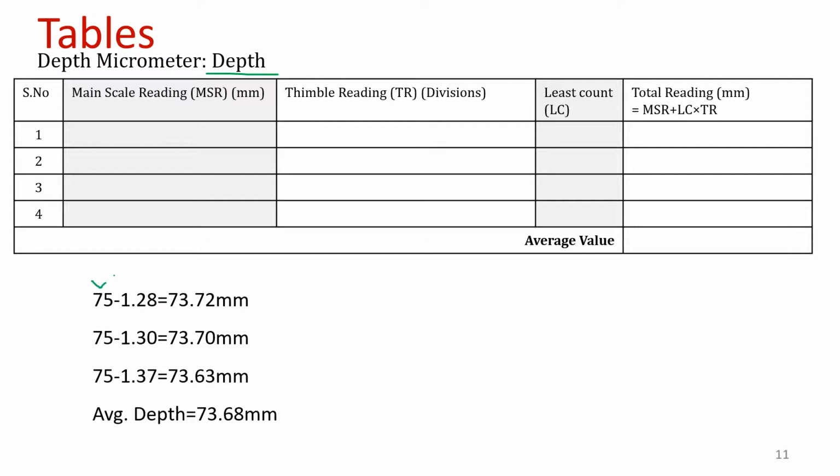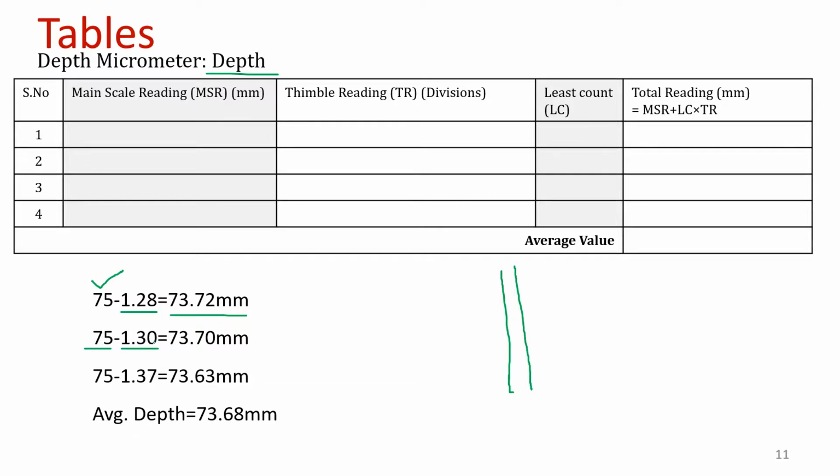And the depth micrometer we use for measuring the depth of the ring gauge. 75 mm is the length of the rod, and in the first reading, it is moved backward by 1.28 mm. Therefore, we get 73.72 mm. And the second time, the micrometer is moved back through 1.3 mm. So the total length is 75 mm.